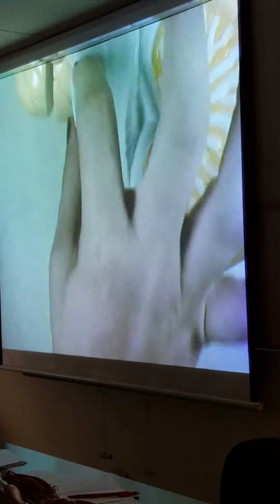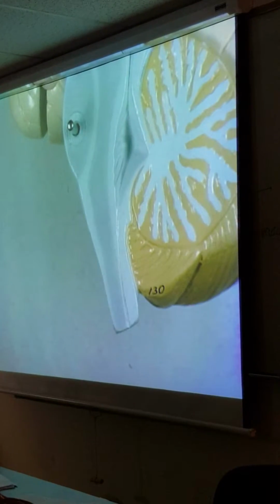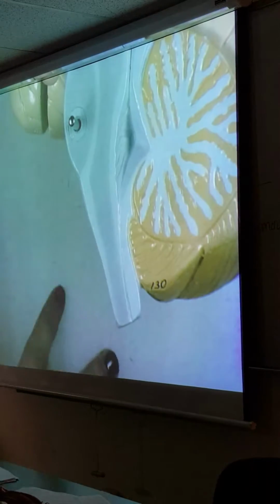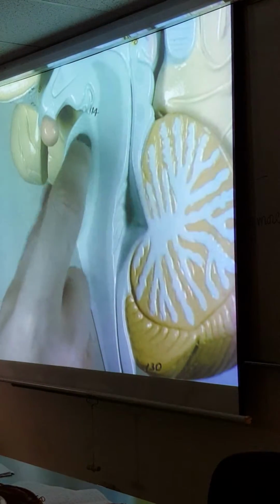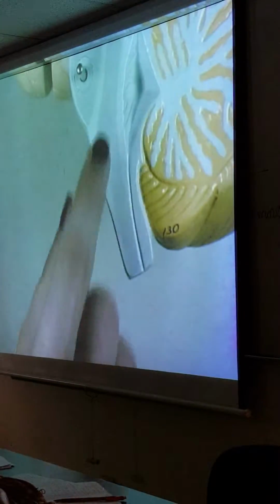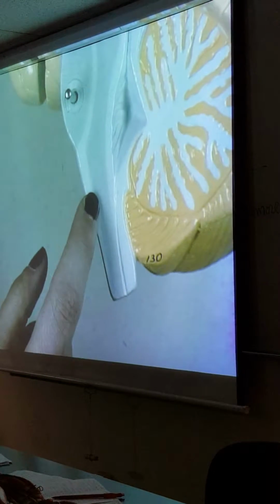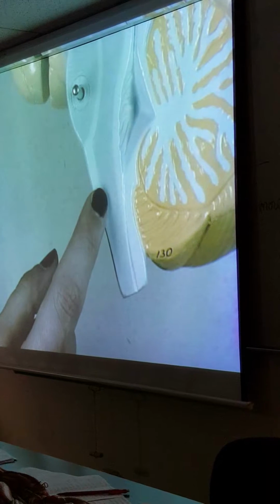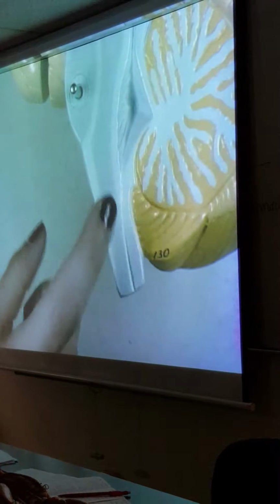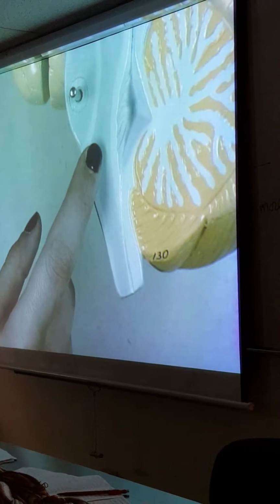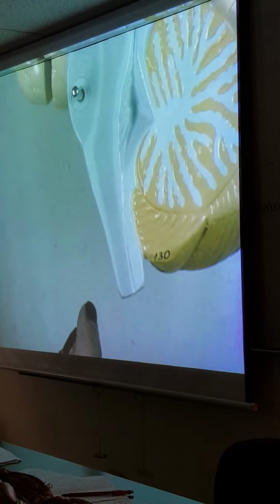Here we have the pons. The pons helps to control breathing through the medulla oblongata using the apneustic and pneumotaxic centers. And then lastly, the medulla oblongata has the respiratory centers, the vasomotor centers for blood pressure, the cardiac centers for heart rate, and it's also responsible for coughing and sneezing and gagging and things like that.